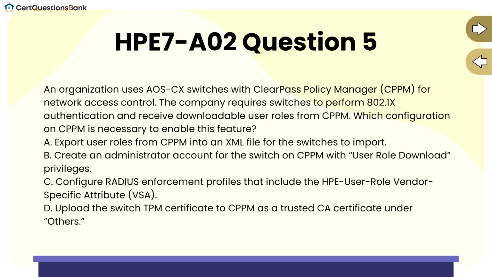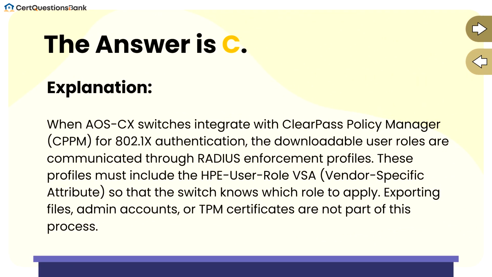A. Export user roles from CPPM into an XML file for the switches to import. B. Create an administrator account for the switch on CPPM with user role download privileges. C. Configure RADIUS enforcement profiles that include the HPE user role vendor-specific attribute, VSA. D. Upload the switch TPM certificate to CPPM as a trusted CA certificate under Others. The answer is C.